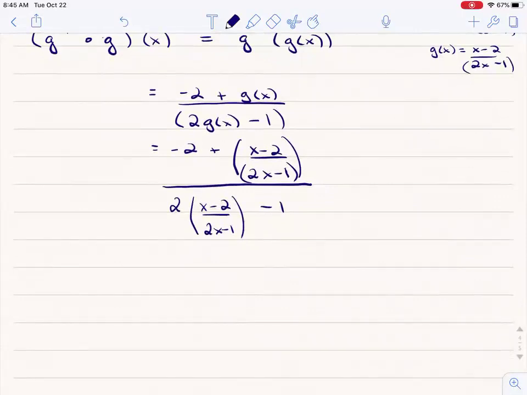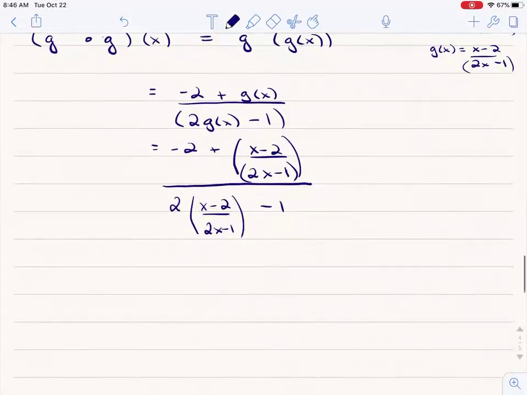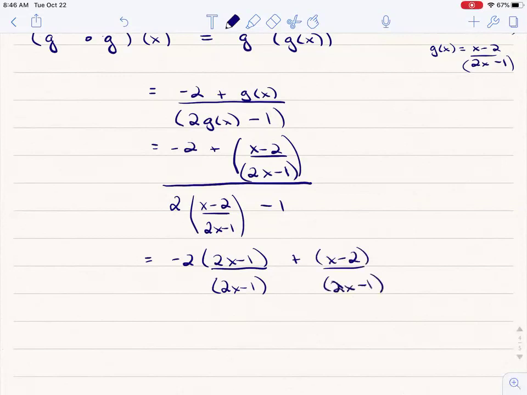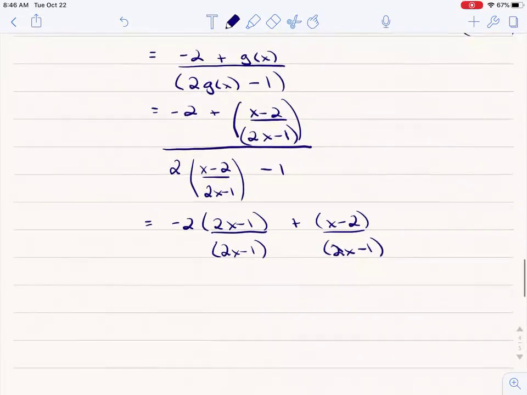So here we go. We have to get the common denominators again. And so we've got -2 times 2X minus 1 over 2X minus 1 plus X minus 2 over 2X minus 1. Maybe not taking my time as much as last time, right? But same thing.